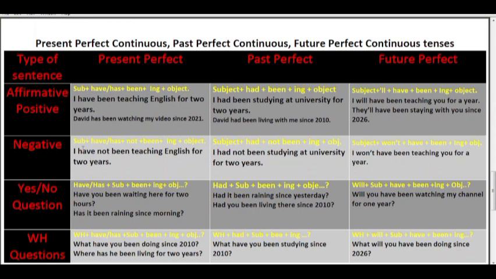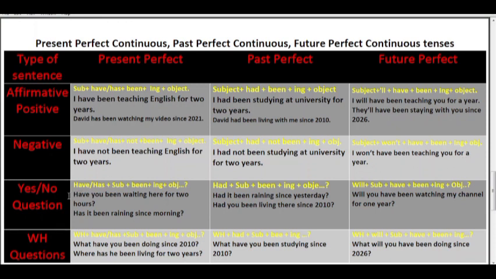For making negative sentences, we introduce not after the helping verb. For example, in present perfect continuous, we have subject, then has or have, then not, then been, then ing form, then object. For example, I have not been teaching English for 2 years. In past perfect continuous tense, we have subject, then had, then not, been, ing form, and object. For example, I had not been studying at university for 2 years. For future perfect continuous tense, we have subject, won't or will not, have, been, ing form, and object. For example, I won't have been teaching you for a year.